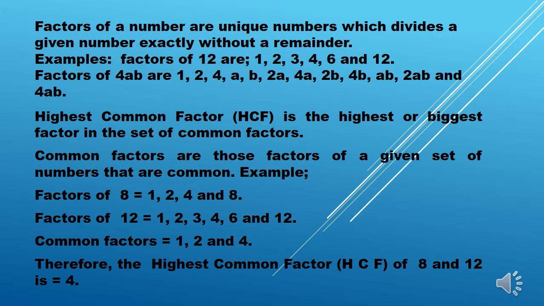Example, we have the numbers 8 and 12. To get the common factors of these numbers, we first list out all the factors of each of these numbers. The factors of 8 are 1, 2, 4, and 8. These are unique numbers that can divide into 8 without a remainder. They can also multiply themselves to give you 8.